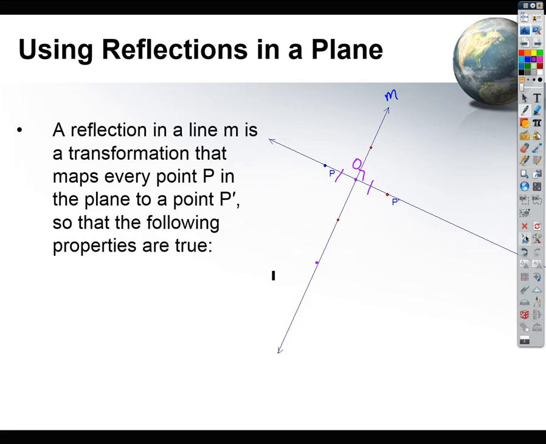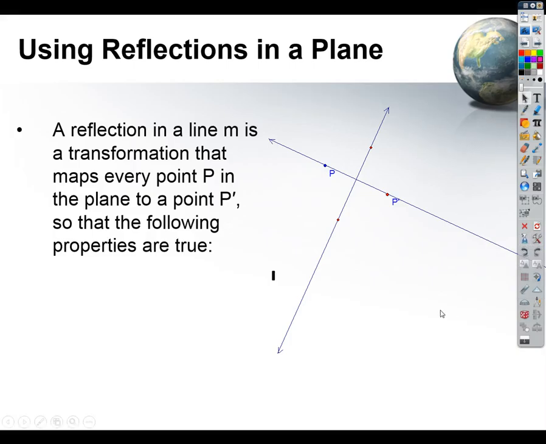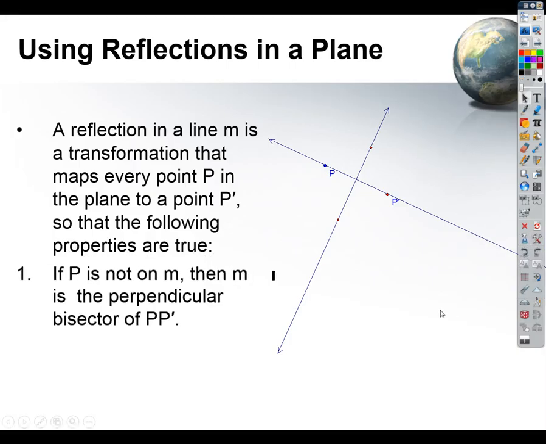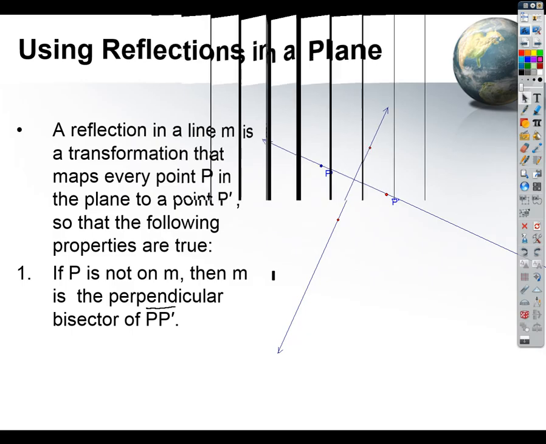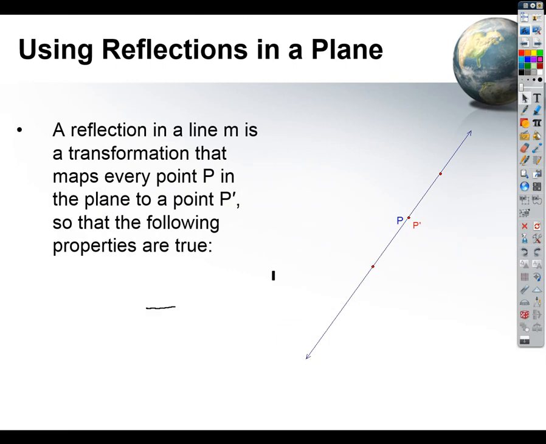Those are the properties. So if P is not on M, then M is the perpendicular bisector of that segment P P prime, right? And really, these PowerPoints don't do a very good job of this, but that's supposed to be a symbol on the top indicating it's a segment. Okay? Who made these PowerPoints? Another teacher.